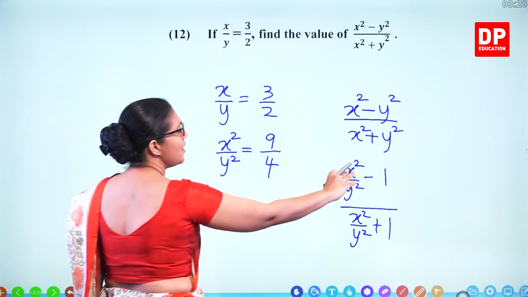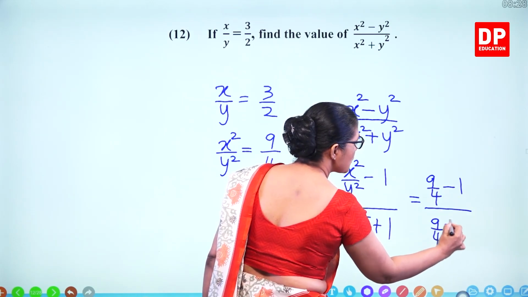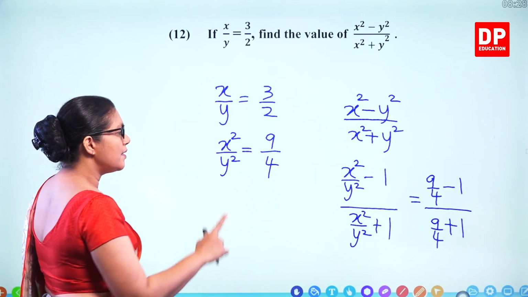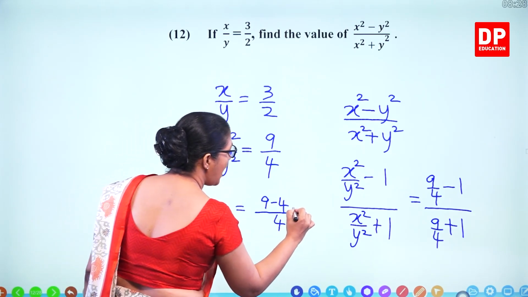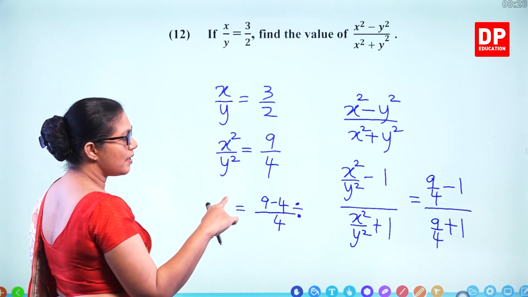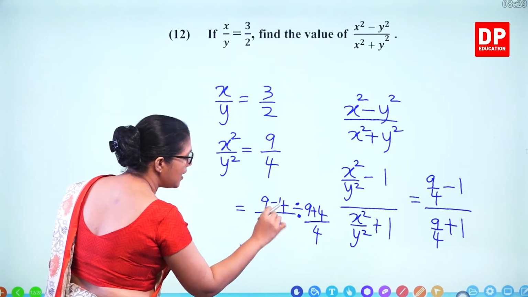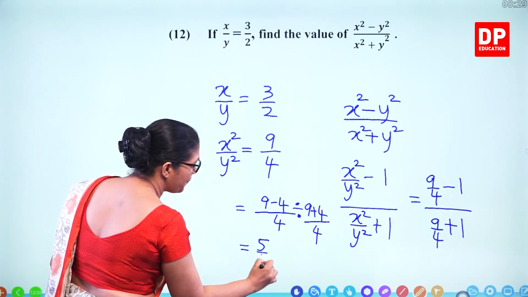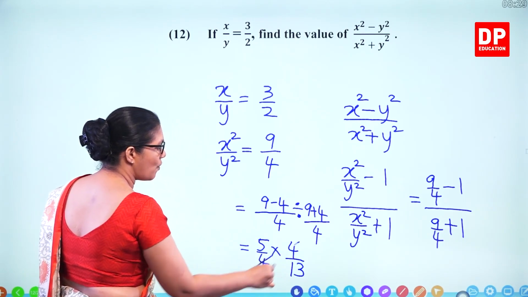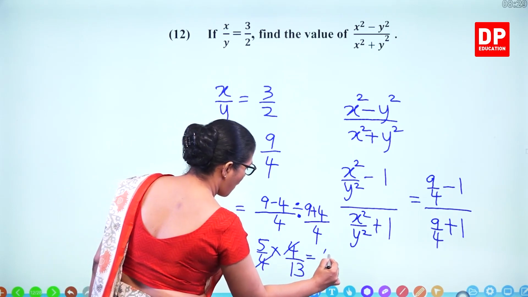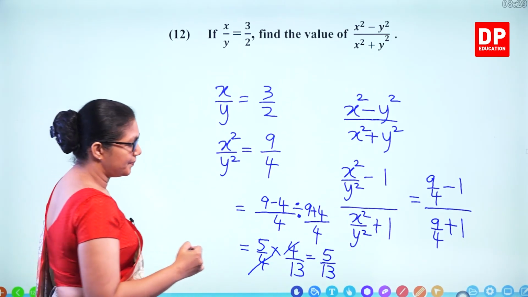Now we can plug this value in easily. So you get 9 over 4 minus 1 and 9 over 4 plus 1. Now convert to the same denominator, 4. With 4 as the denominator, you get 9 minus 4 in the numerator, and divide by 9 plus 4, divided by 4. Now for division you can take the reciprocal. 9 minus 4 is 5. 4 goes to the numerator and 9 plus 4 is 13. Now see, the 4 gets cancelled out. So what's the ratio? 5 over 13. So this ratio is 5 over 13. You get 2 marks for that.